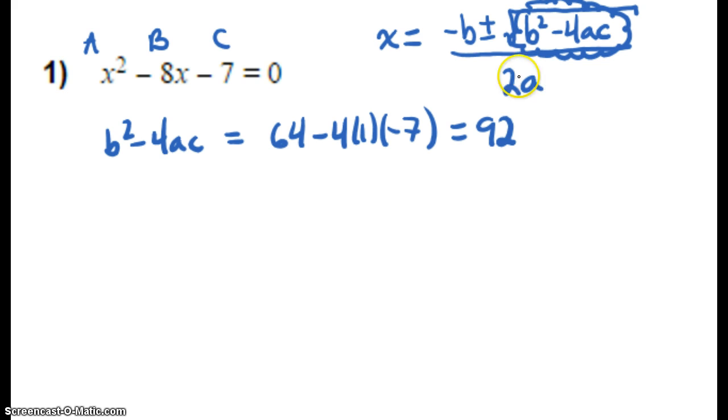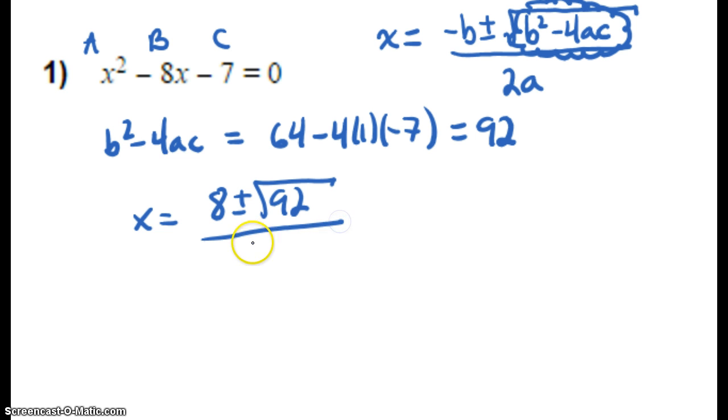92 is not a perfect square, so we are going to have to use this formula to finish this thing off. And now it's just a matter of plugging everything else in. So this is the opposite of b. So x will equal the opposite of -8 plus or minus the square root of 92 we just found, all divided by 2 times 1.